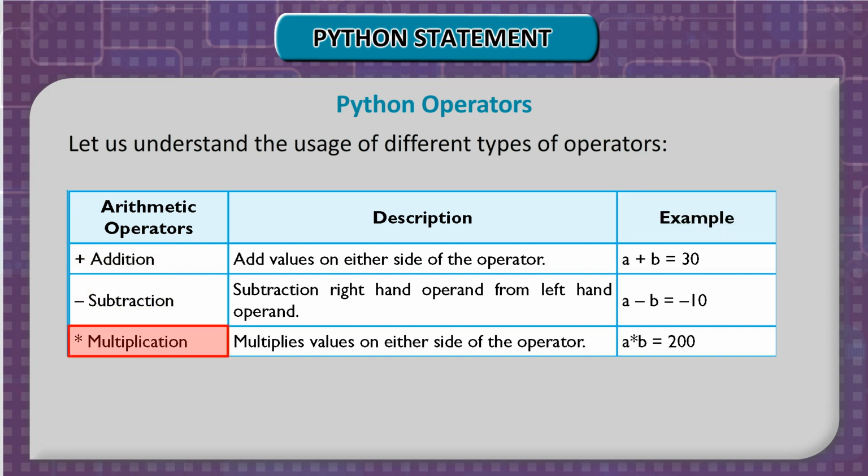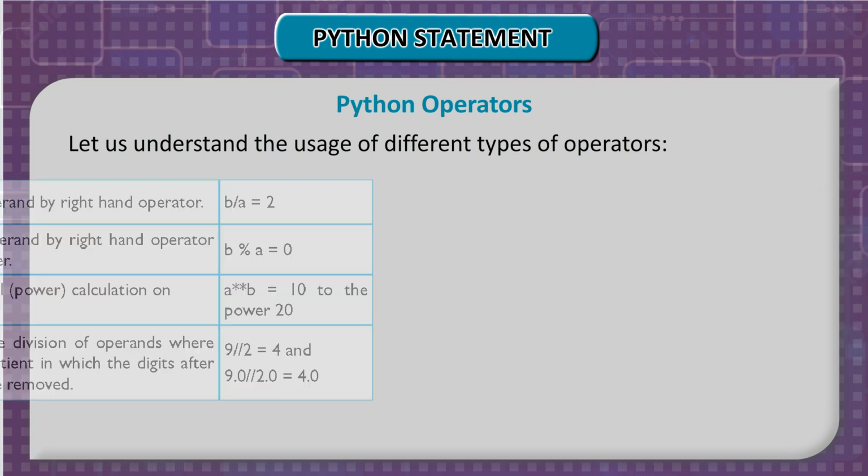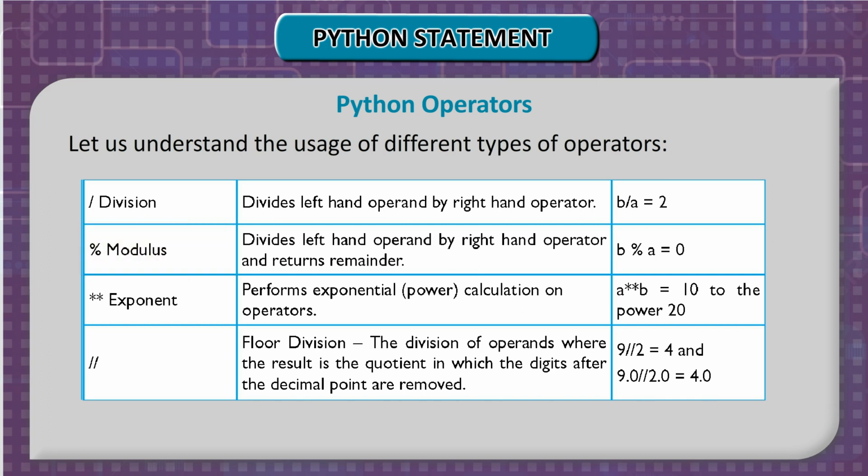Subtraction, multiplication. Addition adds values on either side of the operator. Subtraction subtracts the right-hand operand from the left-hand operand. Multiplication multiplies values on either side of the operator. With a equals 10 and b equals 20, a plus b equals 30, and a times b equals 200. Division, modulus, exponent, and floor division. Division divides the left-hand operand by the right-hand operand. Modulus divides the left-hand operand by the right-hand operand and returns the remainder. Exponent performs exponential, power, calculation on operators.